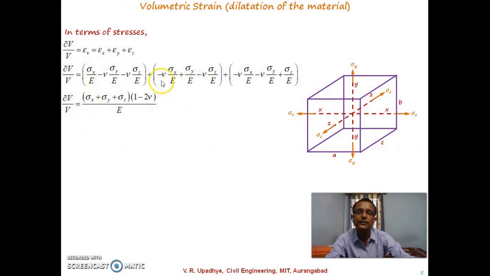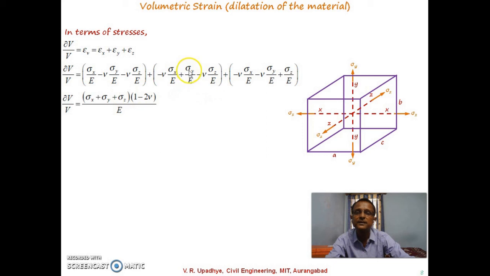this sigma x over here, and again minus mu times sigma x divided by E over here, and in epsilon z we have minus mu times sigma x divided by E. So if we take sigma x divided by E common, what remains in epsilon x is 1. Over here it is minus mu, and over here it is minus mu. So these two terms together become minus 2 times mu.